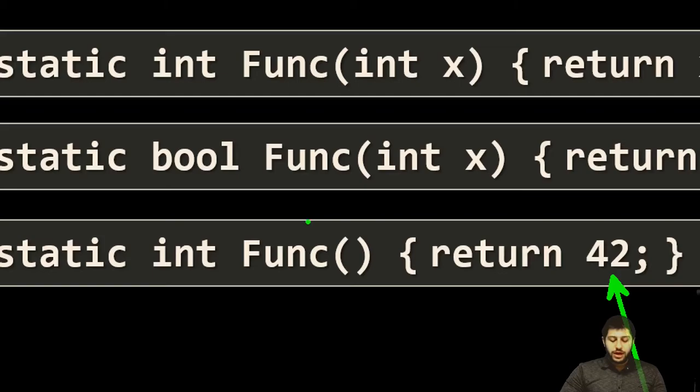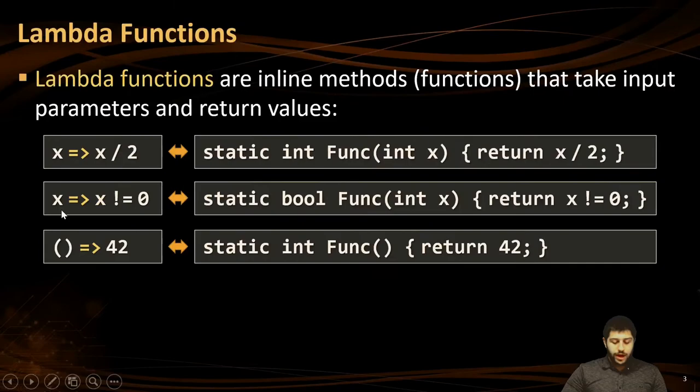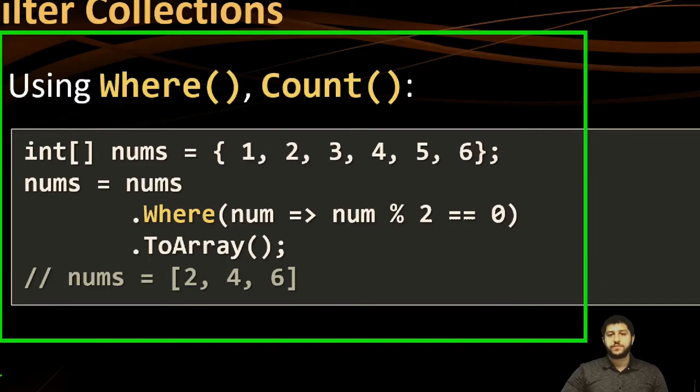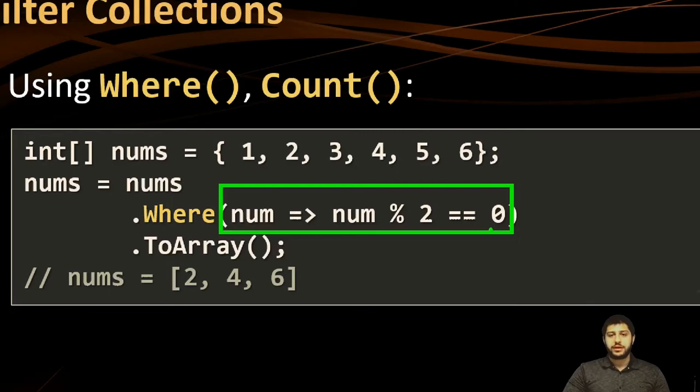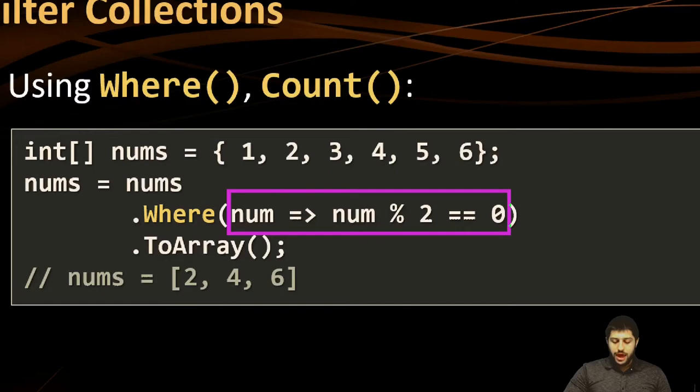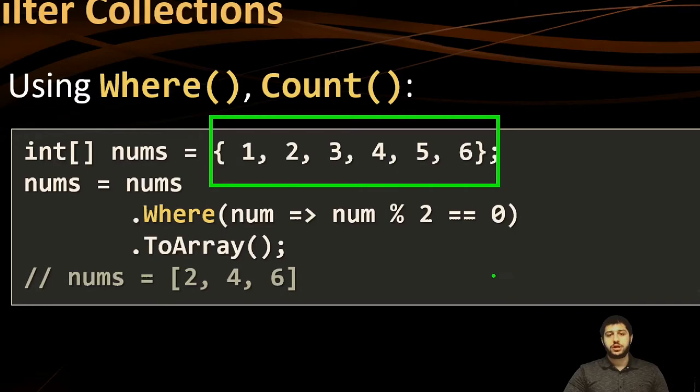And this integer is 42. Okay, now where can we use such inline functions? One of them is inside the where method. The where method is part of the LINQ library. And where just takes some function, and using that function decides which items in a collection to return to the user. Let's see it in action.